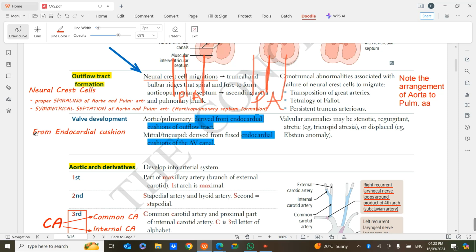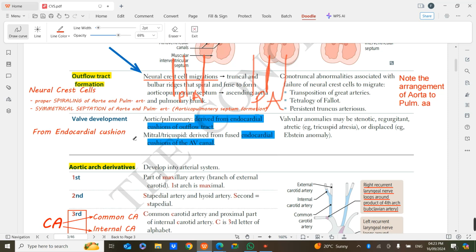No. So you come down to what we call the valve development. Valves? Yes, valves. All those valves you've heard about: the aortic valve, the pulmonary valve, the mitral valve, the tricuspid valve. All of them that you've heard about. If someone mentioned these valves, you will say, yes, I know because I'm a doctor. Now, what is important in their development? The answer is endocardial cushions.